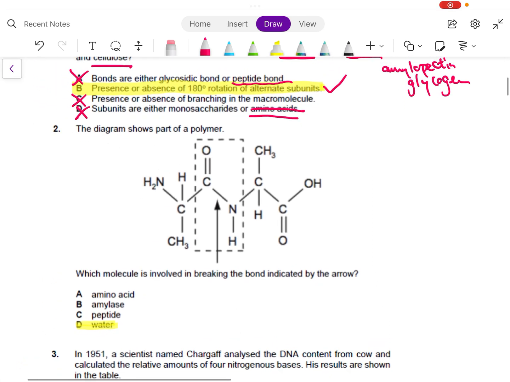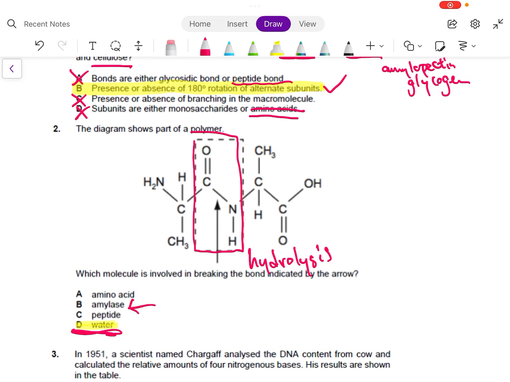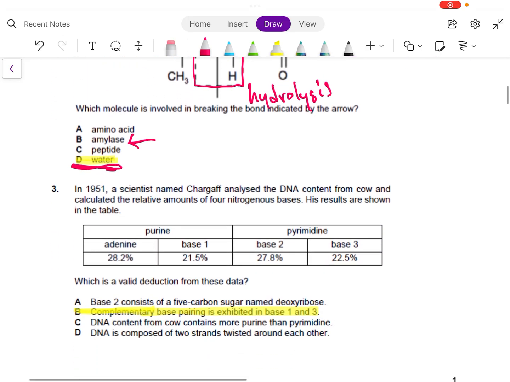The diagram shows part of a polymer. This polymer is likely a polypeptide. How do we tell? Because you can see this peptide bond over here. So which molecule is involved in breaking the bond indicated by the arrow? When we perform hydrolysis, we require water, and therefore the answer is D. Even if you want to say that an enzyme is involved, this enzyme is not correct. This is amylase. Amylase is involved in the breaking of glycosidic bonds in starch.